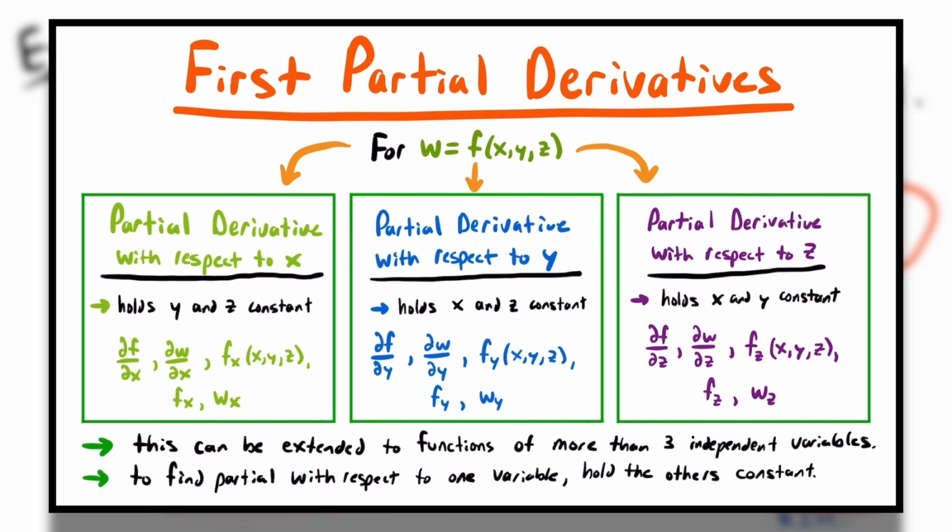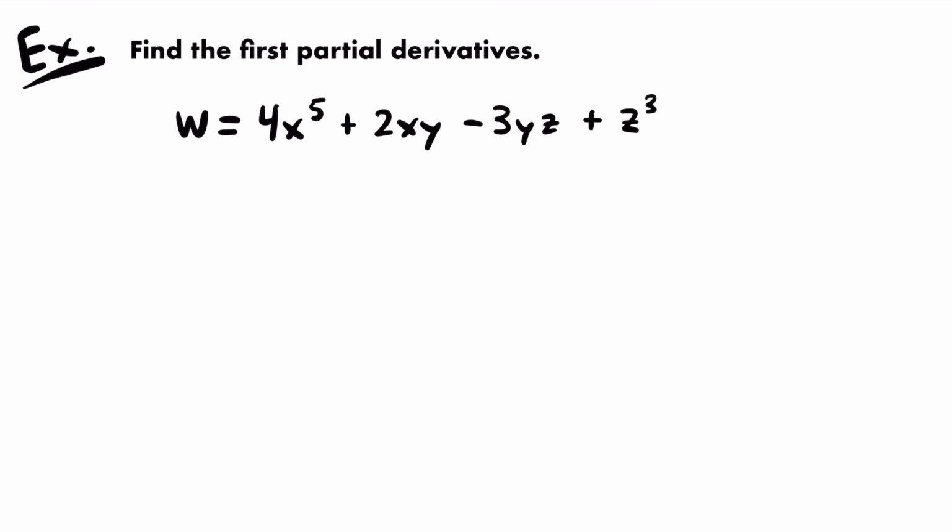Okay, and so to end this lesson, let's take a look at one example of finding the first partial derivatives of a function of three independent variables. Okay, so what we have here is w is equal to 4x to the power of 5 plus 2xy minus 3yz plus z to the power of 3. And of course, we want to find the first partial derivatives. In this case, there will be three of them because this is a function in terms of three independent variables, that being x, y, and z.